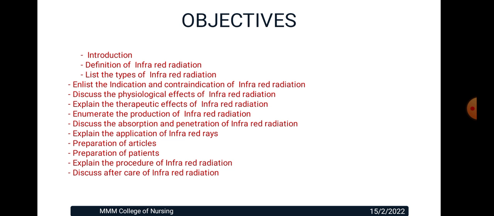Objectives: introduction, definition of infrared radiation, list the types of infrared radiation, enlist the indications and contraindications of infrared radiation, discuss the physiological effects of infrared radiation, explain the therapeutic effects of infrared radiation, enumerate the production of infrared radiation, discuss the absorption and penetration of infrared radiation, explain the application of infrared rays, preparation of articles, preparation of patients, explain the procedure of infrared radiation, discuss aftercare of infrared radiation.